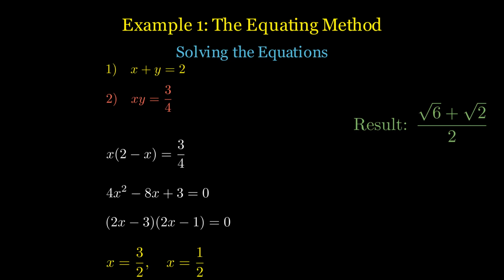Substitute y equals 2 minus x into the second equation. Rearrange into a quadratic equation. Factoring gives x equals 3 halves or 1 half. The y values match, just swapped. So our final answer is root 3 halves plus root 1 half. If we rationalize, we get root 6 plus root 2, all over 2.